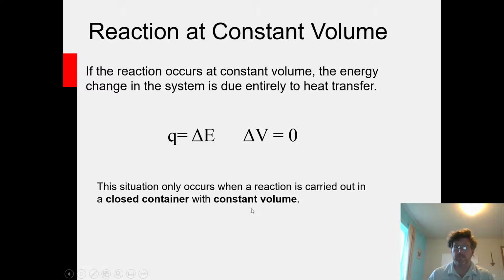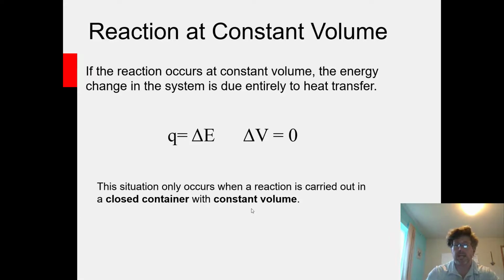So this situation would only occur if a reaction is carried out in a closed container that had a constant volume. And most of the chemical reactions that we run, we run in a beaker or a flask that's open to the atmosphere on a benchtop. And so a system like that can expand or contract. It's not run at constant volume. Instead, it's run against constant pressure. The pressure in the flask is equal to the external atmospheric pressure.